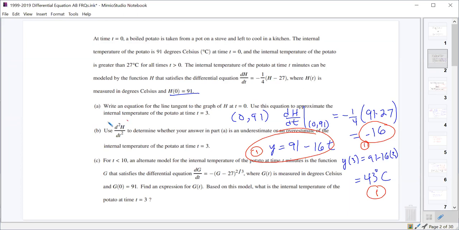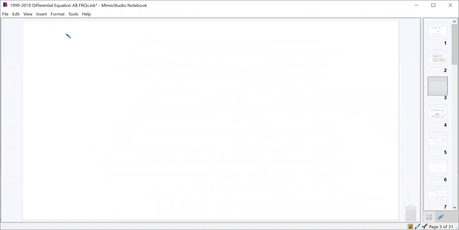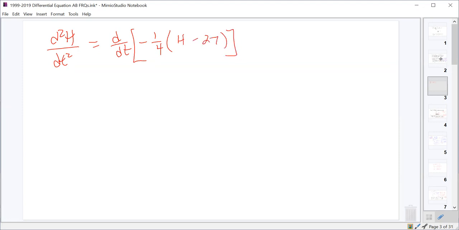All right, part B wants us to use a second derivative to determine if our answer is an under or an overestimate. So this requires a bit more work. We're going to have to find our second derivative, which should just be the derivative of, what do we have, -1/4 of h minus 27, I think. Is that what our original one was?